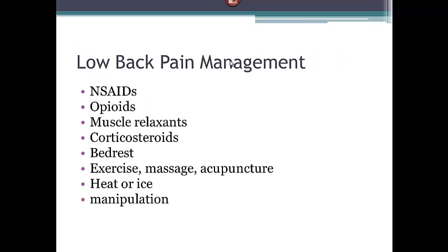Management of the most common type of low back pain is NSAIDs. Remember that osteoarthritis is a mild pain, so you use Tylenol and NSAIDs. And for the severe type of pain, you could use the actual disease-modifying rheumatoid meds for rheumatoid arthritis, for example. You could use opioids, muscle relaxants, corticosteroids, bed rest, exercises, acupuncture, heat or ice, and manipulation.